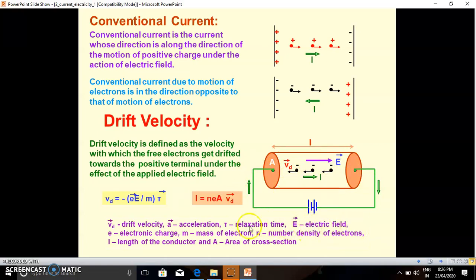Then next, electric field, E. Small e is nothing but the charge on the electron, minus e. M is the mass of the electron. Then small n is the number density of electrons, that is the number of negatively charged particles. L is the length of the conductor, and A is the area of cross section.